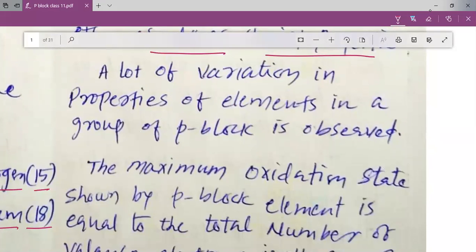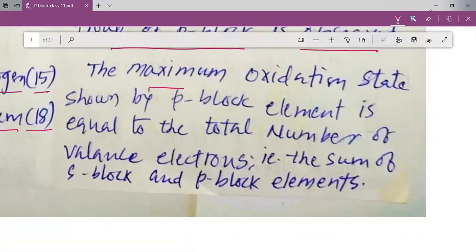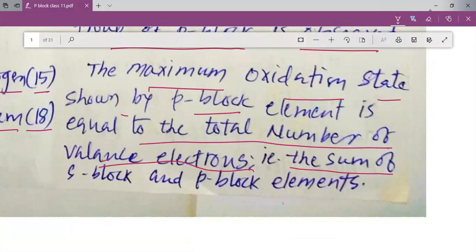A lot of variation in the properties of elements in a group of p block is observed, and that is why the chemistry of p block is more interesting. The maximum oxidation state shown by p block elements is equal to the total number of valence electrons, that is the sum of the electrons present in the s orbital and the electrons present in the p orbital.